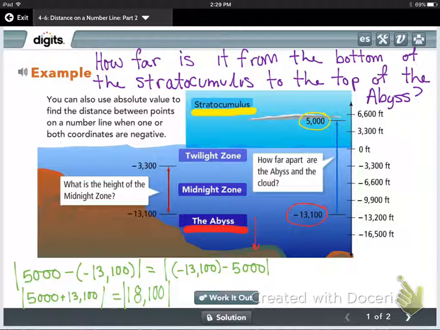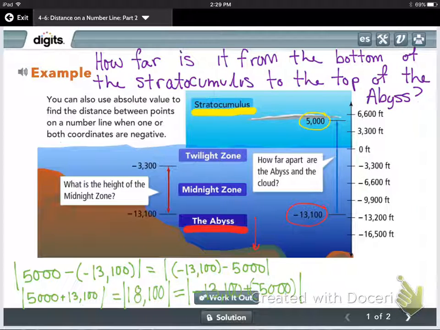If I go on the right-hand side, I can do the same thing. I know that's a little hard to see, but you have the negative 13,100 and subtracting 5,000, so 5,000 is positive. We're assuming, if there's no symbol written next to it, you can always assume that number is positive, right? You don't write 2 as positive 2, you just know that 2 means positive 2. So minus 5,000 means minus positive 5,000.